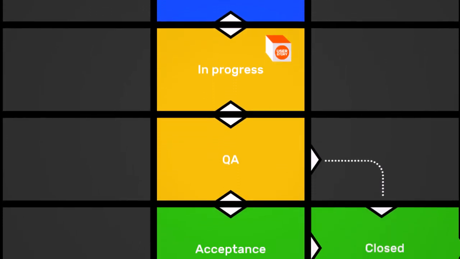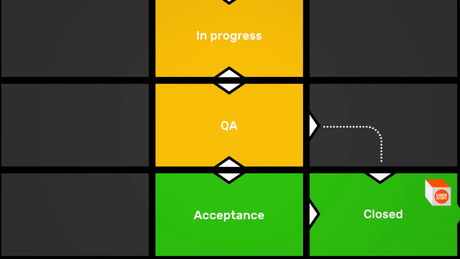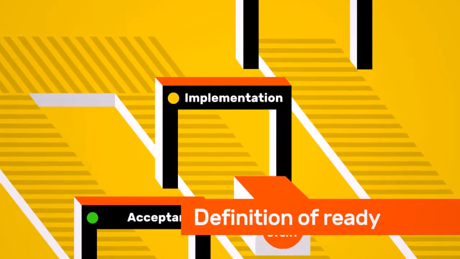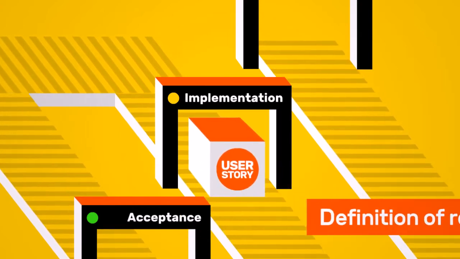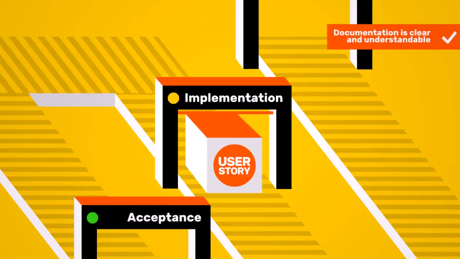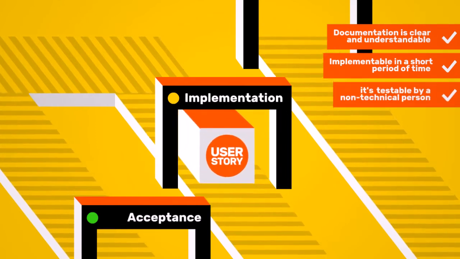Before a user story can move from specification to implementation, we verify it with the definition of ready. The definition of ready is a set of conditions where a user story is ready for implementation. We consider it to be ready if its documentation is clear and understandable. It is implementable in a short period of time without any dependencies, such as API or graphics. It is testable by a non-technical person.